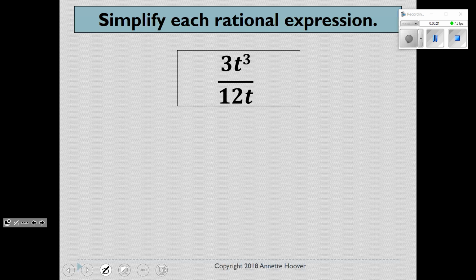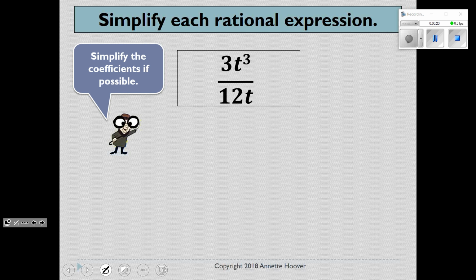So the first thing we're going to do is look at the coefficients and see if we can simplify that. 3 and 12 are both divisible by 3. So if we divide both of them by 3, this becomes 1 and the 12 becomes 4. Now let's look at the t's. We have t cubed on top and t to the first power. So on top we have 3 t's and on the bottom we have 1 t.